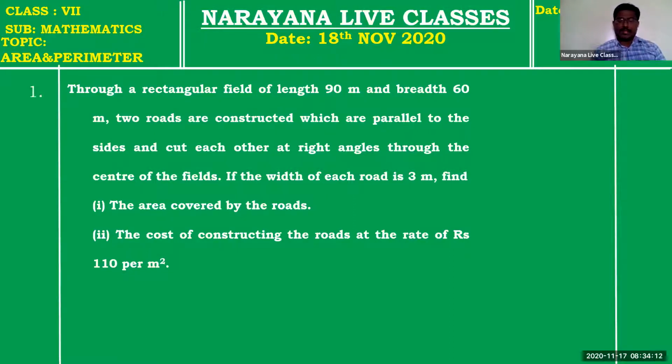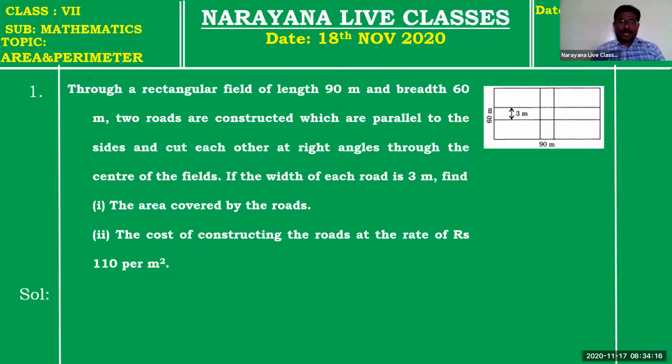In that the first question is: through a rectangular field of length 90 meters, breadth 60 meters, two roads are constructed which are parallel to the sides and cut each other at right angles through the center of the field. If the width of each road is 3 meters, find the area covered by the roads, and the cost of constructing the roads at the rate of 110 rupees per meter square.